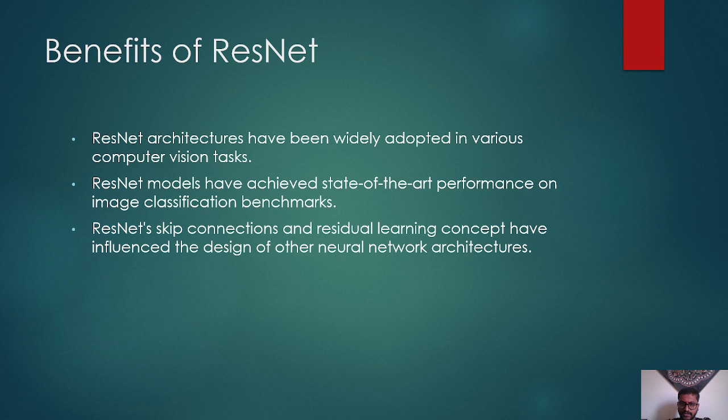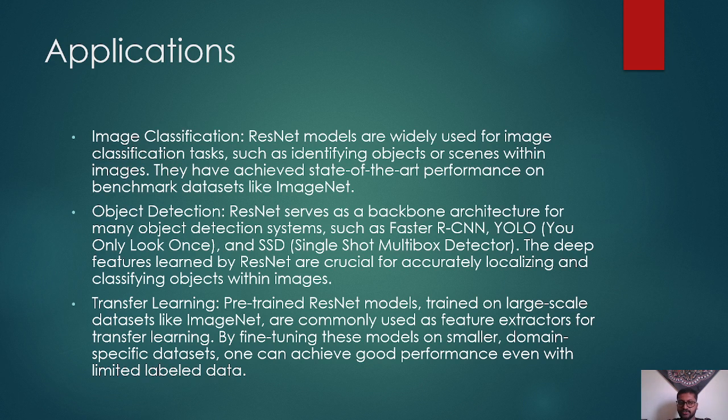Benefits of ResNet. ResNet architecture has been widely adopted in various computer vision tasks. ResNet models have achieved state-of-the-art performance on image classification benchmarks. ResNet's skip connections and residual learning concept have influenced the design of other neural network architectures. So these are the benefits of ResNet architecture, and the applications are image classification, object detection, and transfer learning. ResNet models are widely used for image classification tasks such as identifying objects or scenes within images. They have achieved state-of-the-art performance on benchmark datasets like ImageNet.